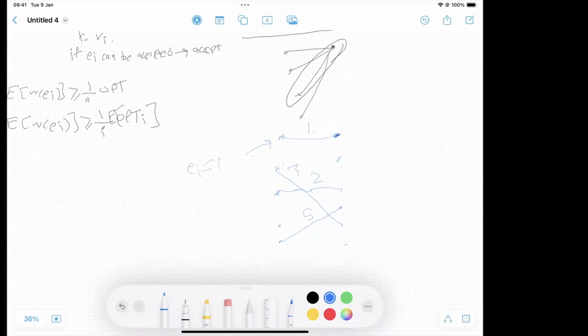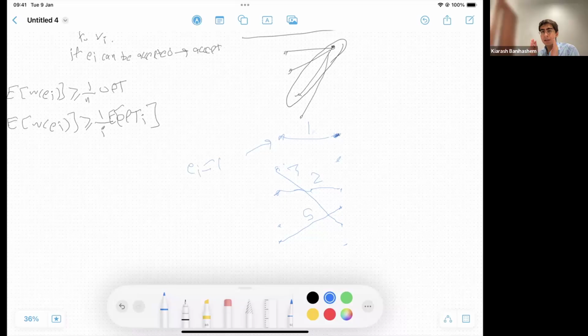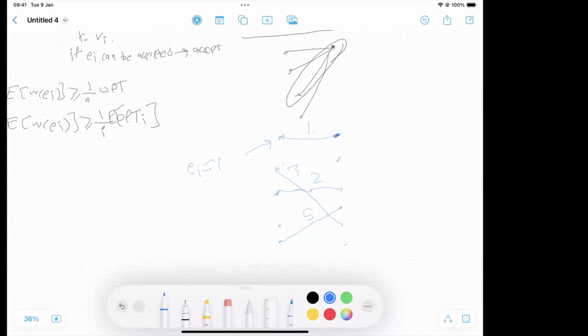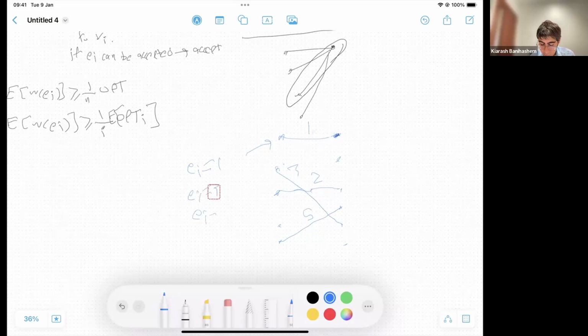The main point here is that the value of the optimum of the first I vertices is irrelevant of their arrival order. So regardless of their arrival order, I can calculate this optimum matching. I can then decide which of them is going to arrive at time I. If the first one arrives, then EI is going to be 1. If the second one arrives, EI is going to be 3. Third one arrives, EI is going to be 2. Fourth one, EI is 0.